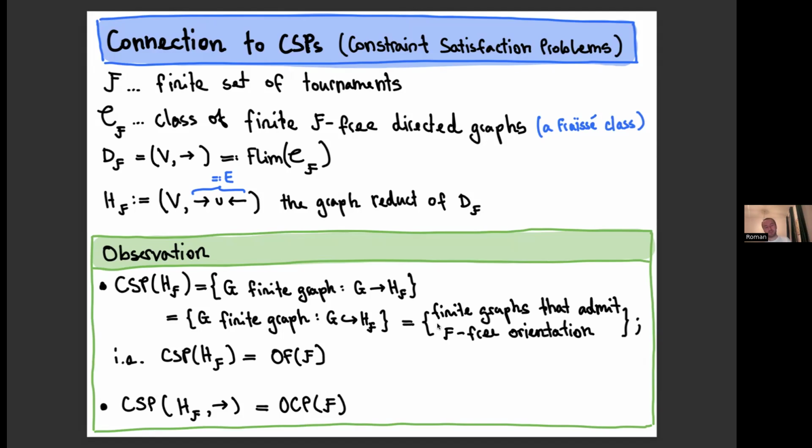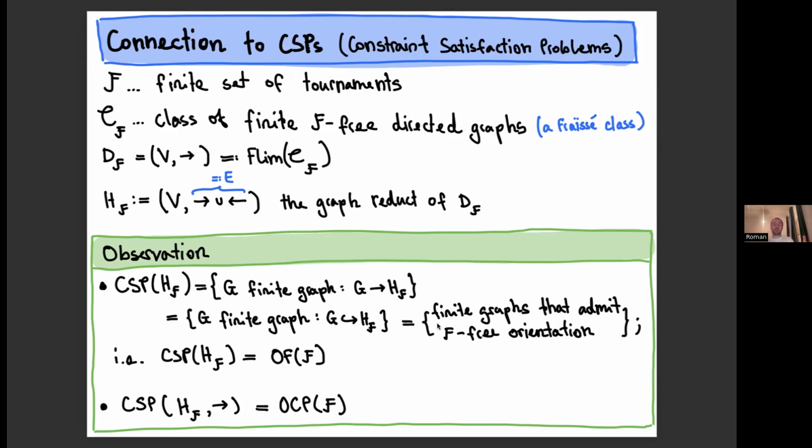And in a similar spirit, or basically by the same argument, the graph orientation completion problem of F is the CSP of HF together with the oriented edge relation still in place.